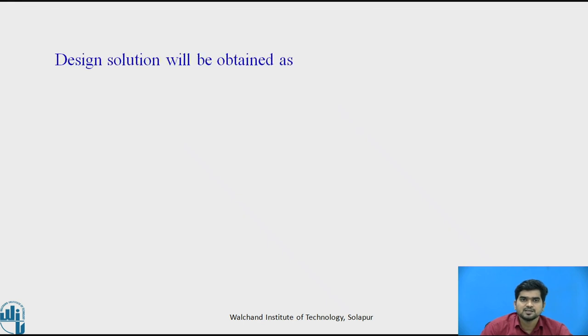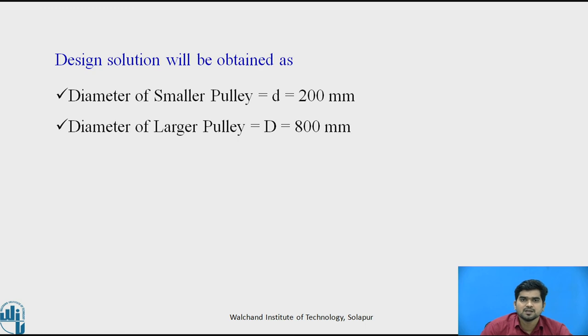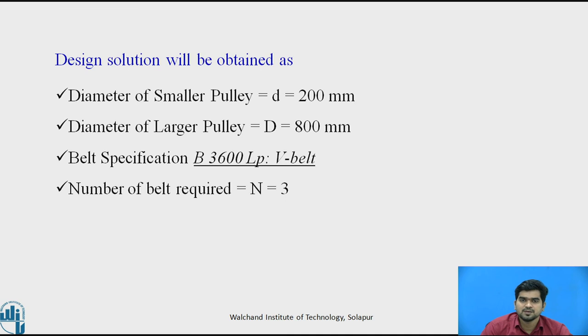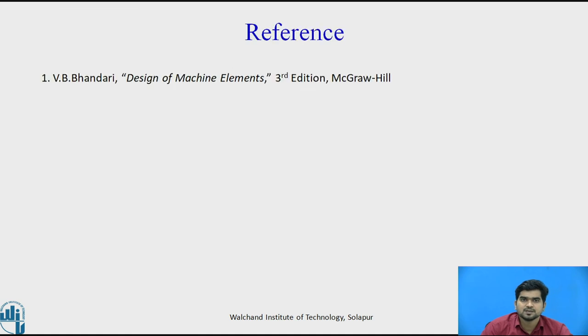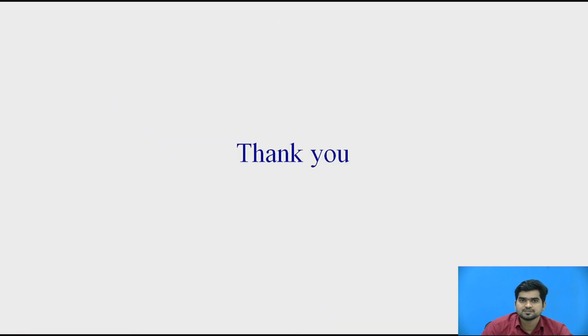So your final design solution is obtained as: the diameter of the small pulley d is equal to 200 mm, the diameter of the larger pulley is 800 mm, the belt specification is B3600LP V belt, the number of belts required is 3, and the center distance is 968.118 mm. I have taken this reference from the Design of Machine Elements book, whose author is VB Bhandari. Thank you.